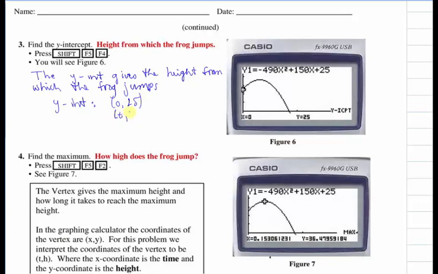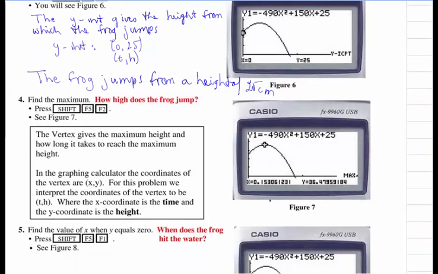Remember, your coordinates are t and h. So according to your y-intercept, when the time is 0, the height is 25, so that's the starting point from which your frog jumps. So the frog jumps from a height of 25 centimeters.